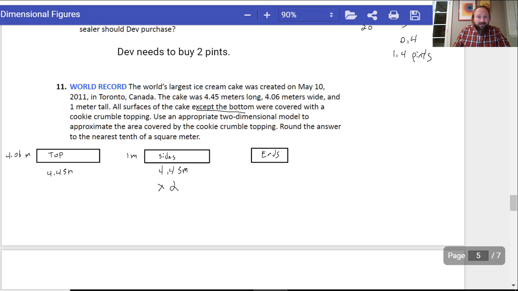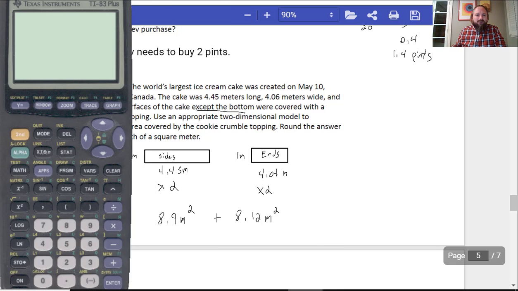Now, the end pieces, if we looked on the end, would be 1 meter by 4.06 meters. And we times that by 2. Well, these are going to be nice and easy. We're going to get 8.9 square meters, plus this is going to be 8.12 meters squared. The only one we're going to have trouble with is this last one right here, which would be 4.06 times 4.45. So I'm going to put 4.45 times 4.06.